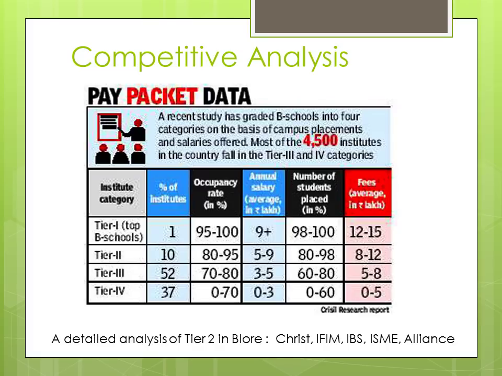This data gives the breakup, the percentage of institutions in each of these tiers. They give the occupancy rate, the annual salary or the placement record of most of these institutions, the number of students placed in each of the institutions, and the average fees. This is the competitive environment, and a detailed analysis should also include the second tier, because as I said, this is being done for the Bangalore market. So a detailed analysis is required of second tier institutions such as Christ, IFIM, IBS, ISME, Alliance.